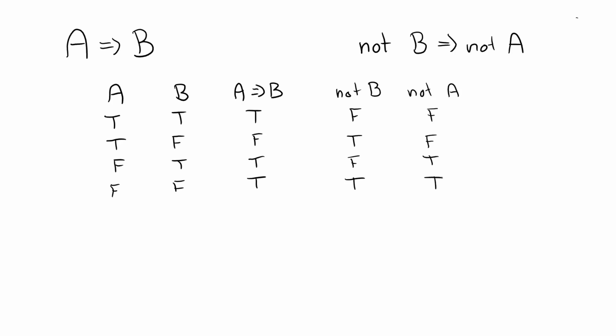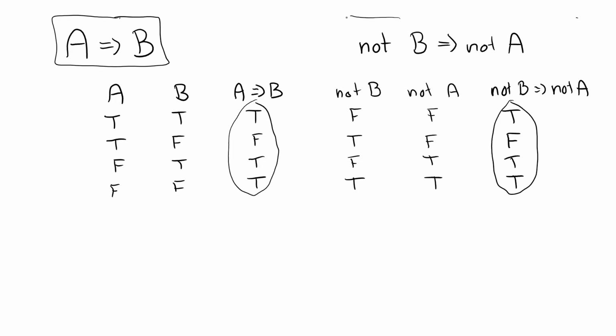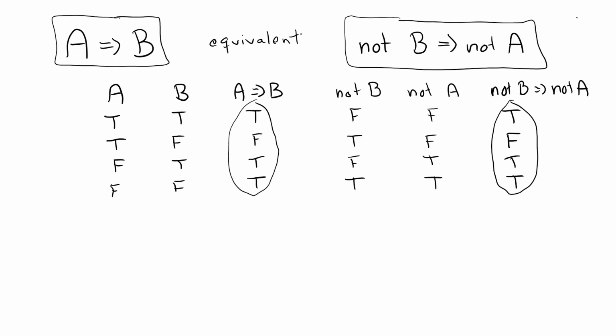Now consider the statement not B implies not A. This statement is true unless the hypothesis not B is true and the conclusion not A is false. This means that the statement is false in this case and true in all other cases. If you compare this to the implication A implies B, you see that these two statements are equivalent. If I want to prove that A implies B, I can just as well prove that not B implies not A. And in some cases, this is much simpler.